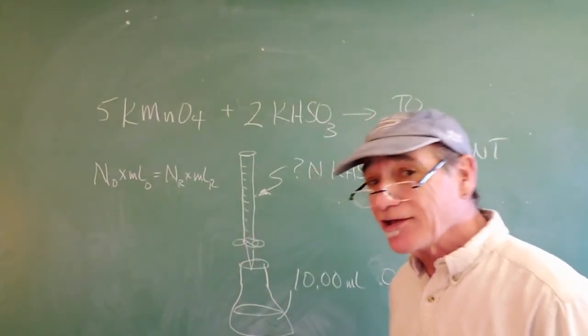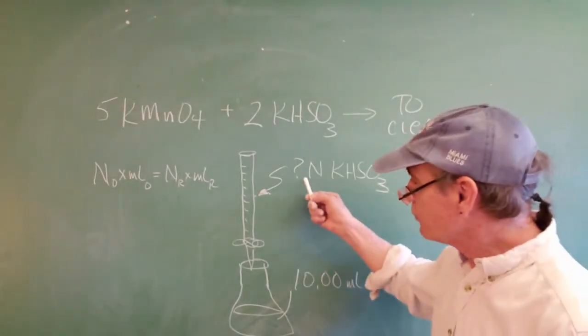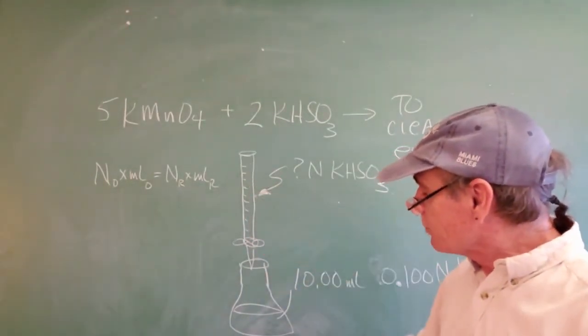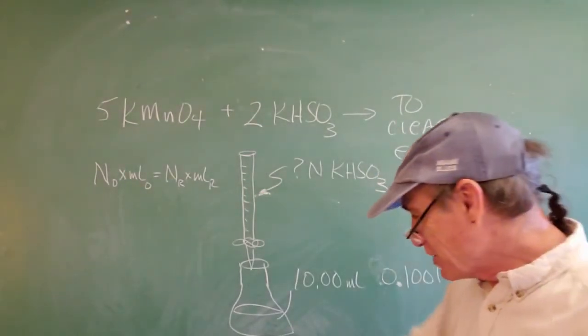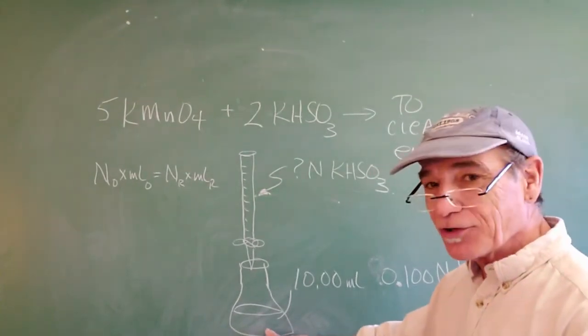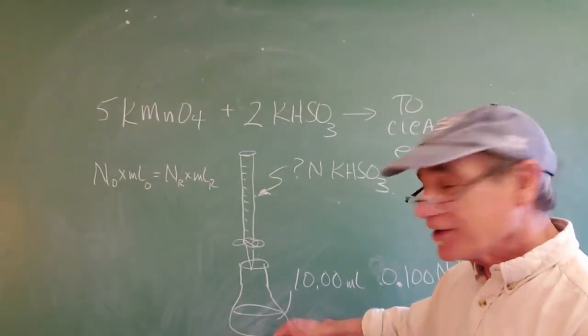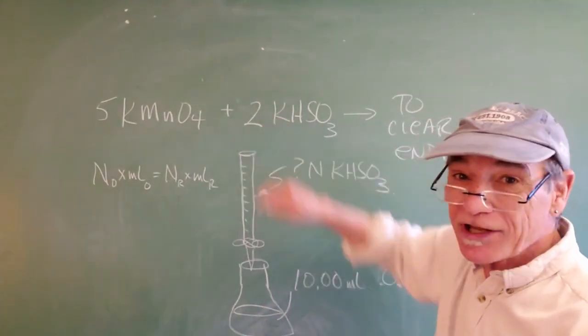All right, so we just had you dribble in the KHSO3. Notice something here. We put our unknown this time in the burette and put our known down here in the flask. That's usually the other way around. Usually we've got our unknown down here. The reason we did it that way is we didn't want you splattering KMnO4 on yourself, and so it was much easier to put it down here in the flask than having you try to fill burettes with it.